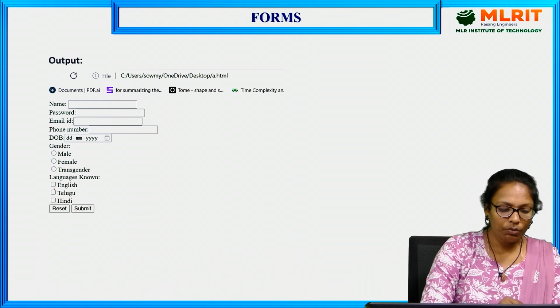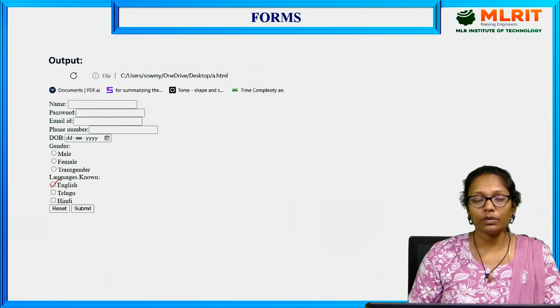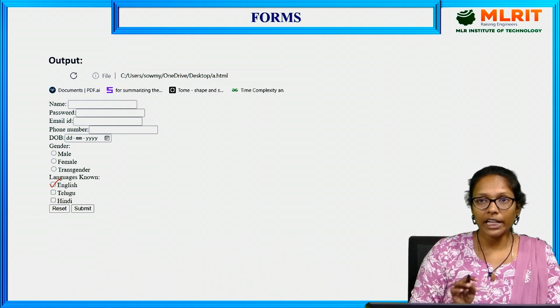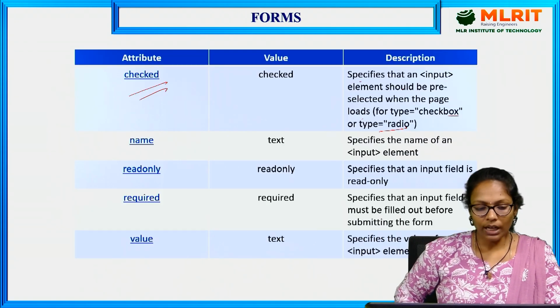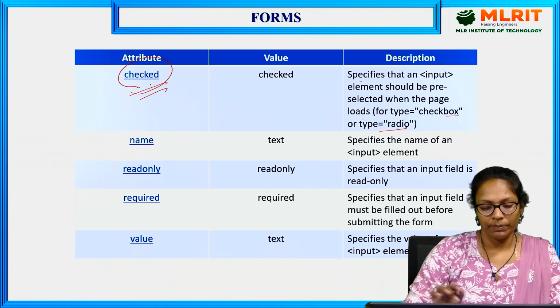But by default what they will do? They will tick this English. Why? Because English is mandatory, right? So by default they will tick that. I don't need to tick it specifically. That is the default one. So initially it should be enabled. So in that case, I should write that field as checked. That I will show you.